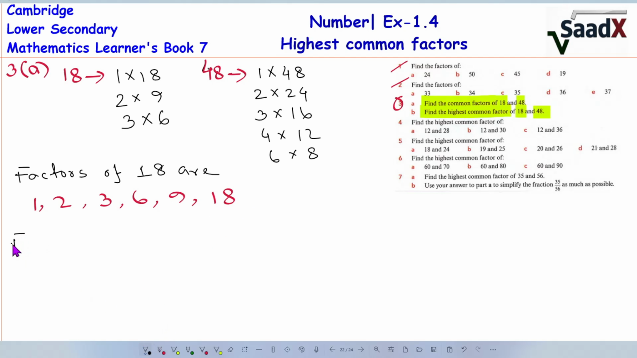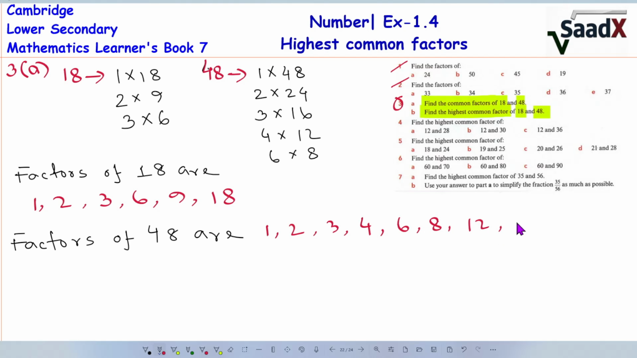Then factors of 48 are 1, 2, 3, 4, 6, 8, 12, 16, 24 and 48. Right? Now look, our first question, find out the common factors of 18 and 48.